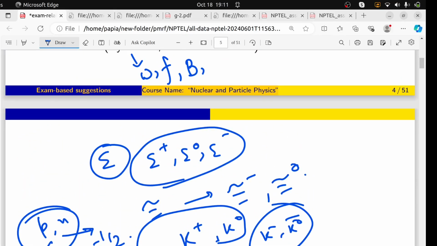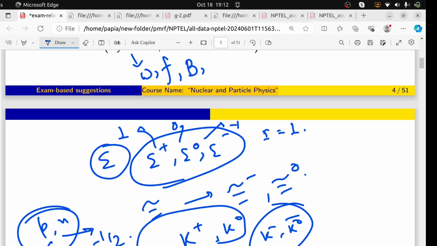Similarly, here also there are three members, so three members means I is 1. Now what will be I3 for these individual particles? This will be 1, this will be 0, this will be minus 1, because I3 goes from minus I to plus I, that means minus 1 to plus 1. Three values, minus 1, 0, 1, should be there for I equals 1.